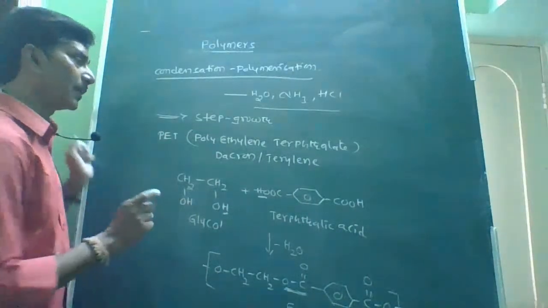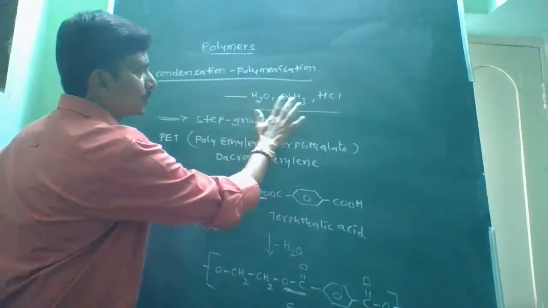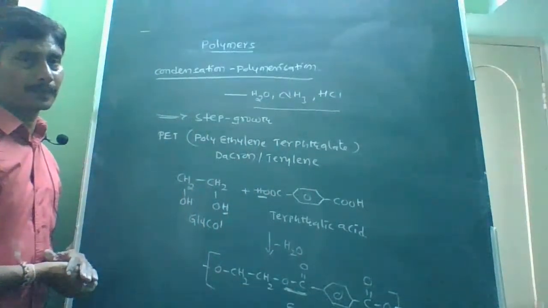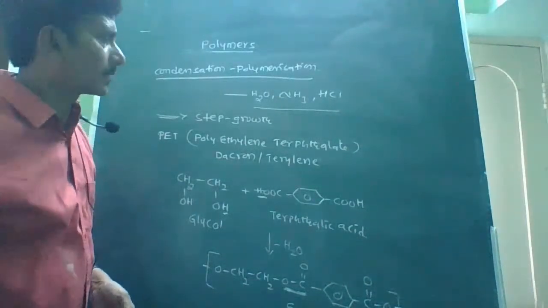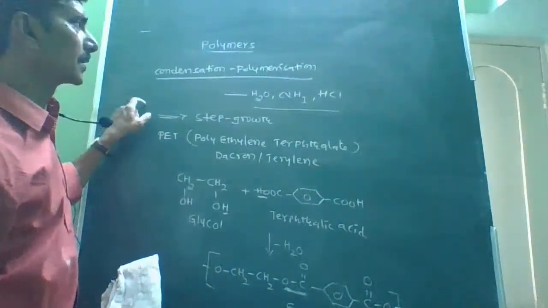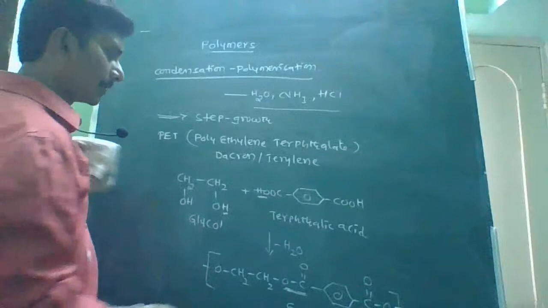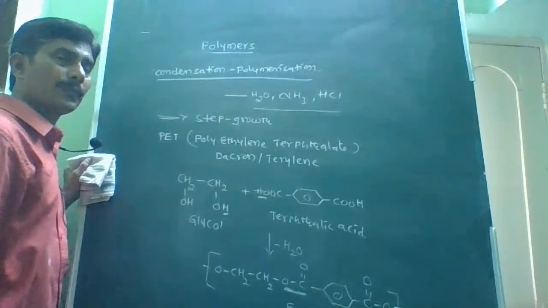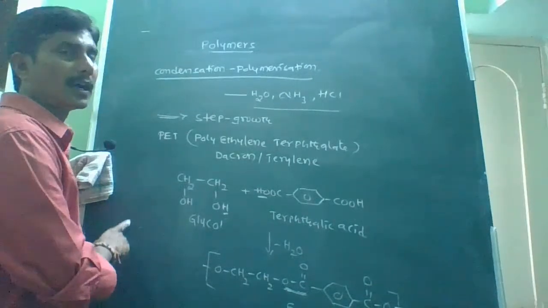A polymer which is formed by addition and elimination of small molecules like H2O, NH3, HCl, and CO2 is called a condensation polymer. Polyesters and polyamides come under condensation polymers. Condensation polymers are very strong because they contain strong intermolecular attraction forces. So condensation polymers are stronger compared with addition polymers.